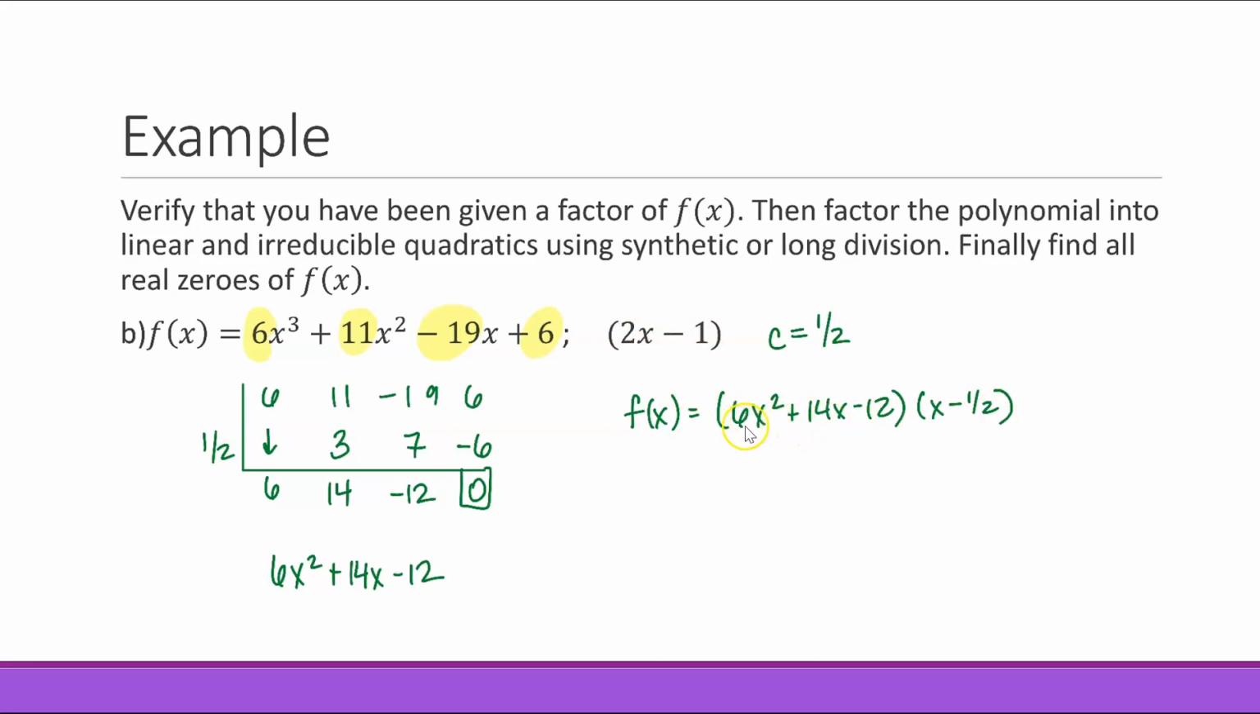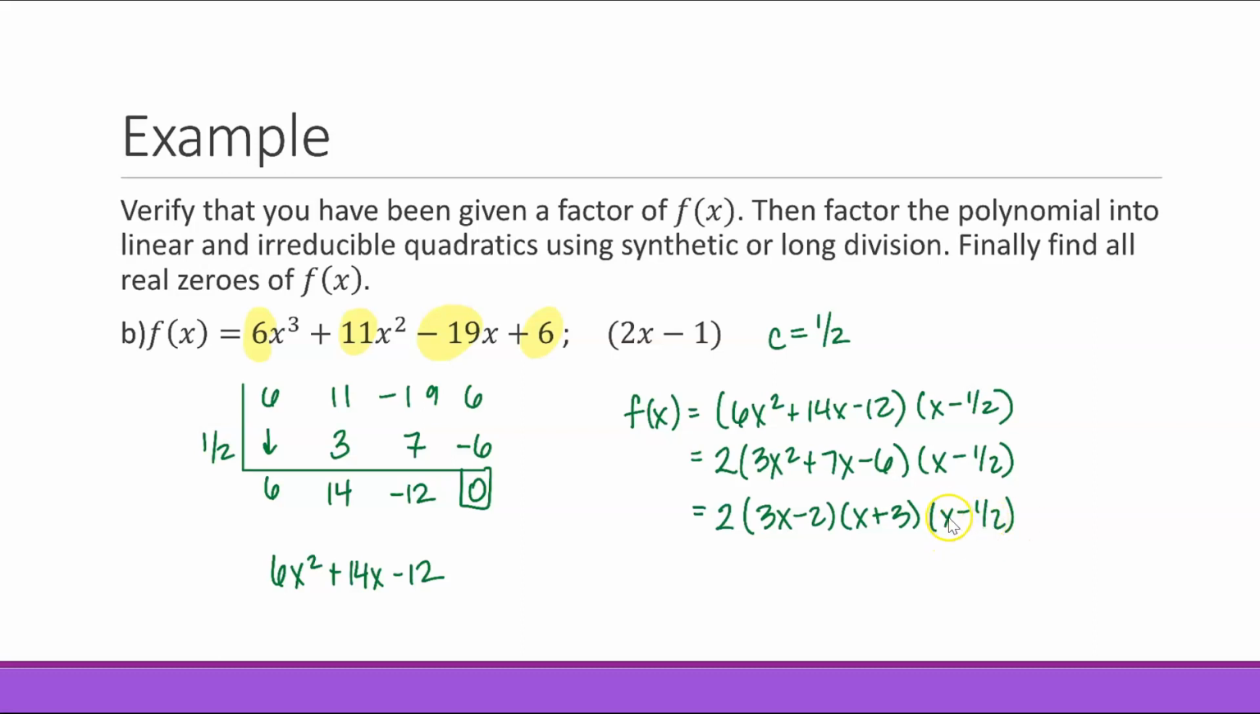So here, we want to see if we can factor this quadratic further. And first things first, we can take a 2 out of everything to make it easier to factor. So if I take out a 2, I have 3x squared plus 7x minus 6 times x minus 1/2. And now we're looking at whether this factors, and it turns out it does. So I have a 2 on the outside. It's going to factor to 3x minus 2 times x plus 3. And then we have that x minus 1/2.